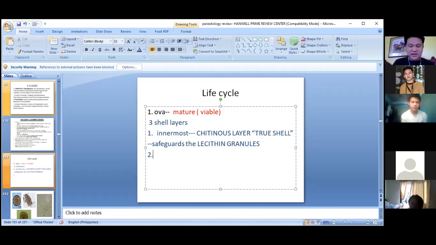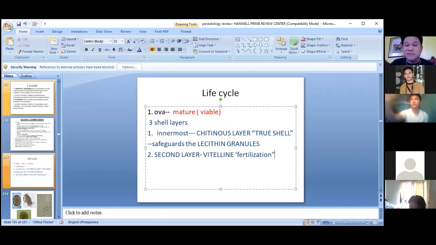Okay, the second layer is known as your vitelline layer. The vitelline layer is dubbed as your fertilization layer. Now you realize that the difference between immature and mature Ascaris rhombicoides ova would be the presence of the vitelline layer. If the ova has the vitelline layer, which is the fertilization layer, then we say it is in fact a fertilized ova. The moment it does not have that, then it is an unfertilized or an immature ova.